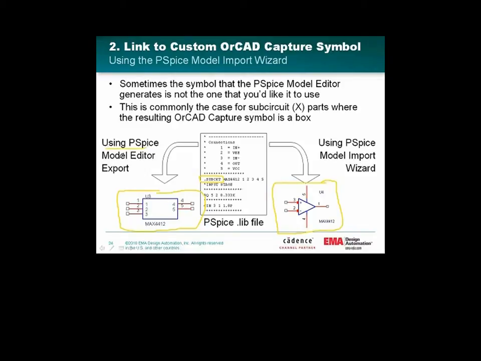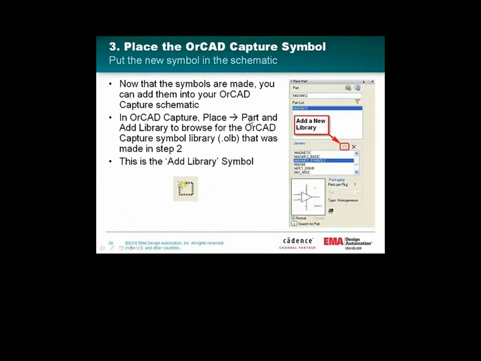So using the basic extraction tool, the PSpice Model Editor Export, it's just going to make for you a box in the case of sub-circuit parts. If you want those to turn out correctly, use the Model Import Wizard instead. And I'm going to show you how to do all this stuff. Okay, so that's how you can make a symbol. It can make it for you automatically, or you can have some manual interaction and tell it which kind of symbol you'd like. All right, third step is to just place that symbol on your schematic.